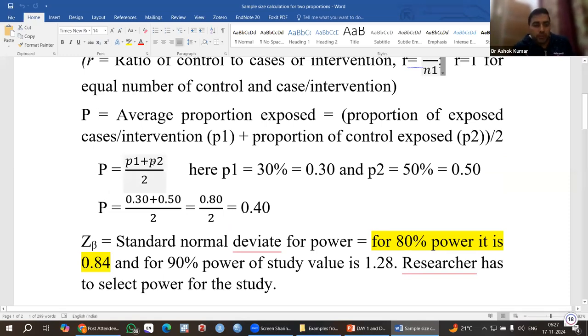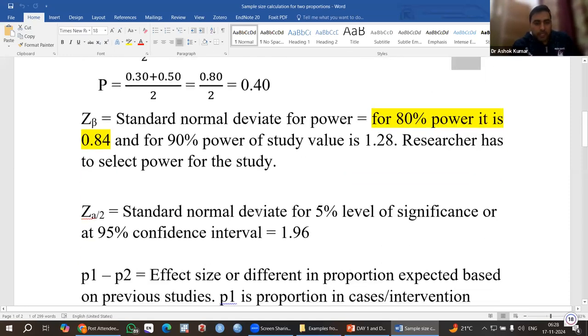So P is equal to P1 plus P2 divided by 2. Here P1 is 30%, or 0.30. You have to remember this: 30% is a percentage and 0.30 is a proportion. And P2 in the control group is 50%, so it is 0.50. So we can calculate P. P is 0.30 plus 0.50 divided by 2. It comes to 0.40. You can do the calculations.